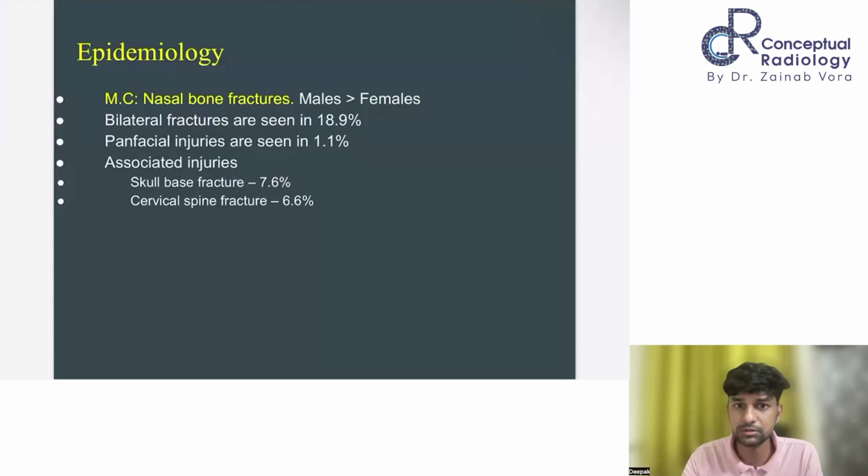And whenever you see a facial fracture, you must remember that there can be an associated fracture of the skull base or cervical spine, because all these regions are nearby to each other. So it's good to remember that whenever you see a fracture of one single region, you have to go and search for other fractures in the other two regions.